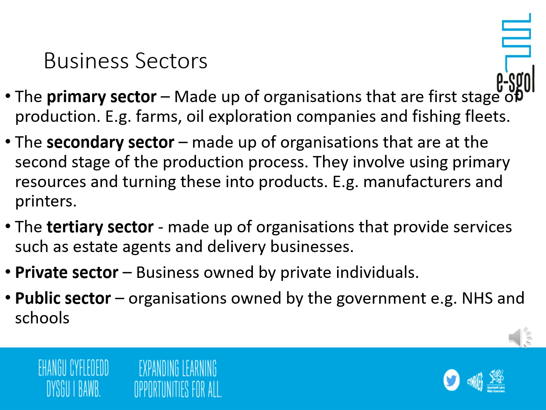Then you've got the secondary sector. So this is made of organisations that are second stage of production. So this involves your primary resources, so like your raw materials and turning these into actual products. So where you manufacture something. Then you've got the tertiary sector, and that's made up of organisations that provide services. So for example, estate agents, delivery businesses, hairdressers are all in the tertiary sector.